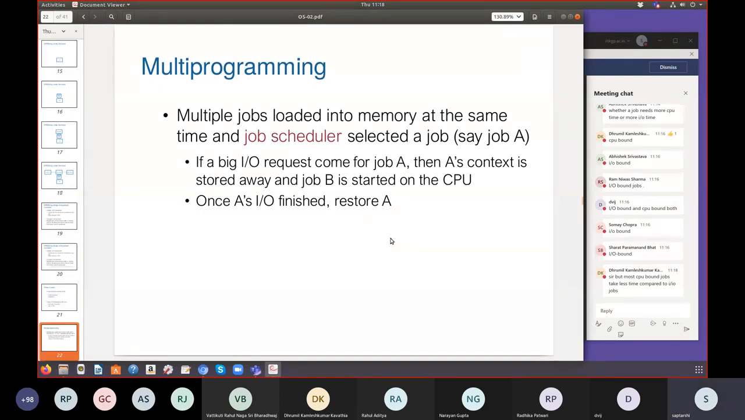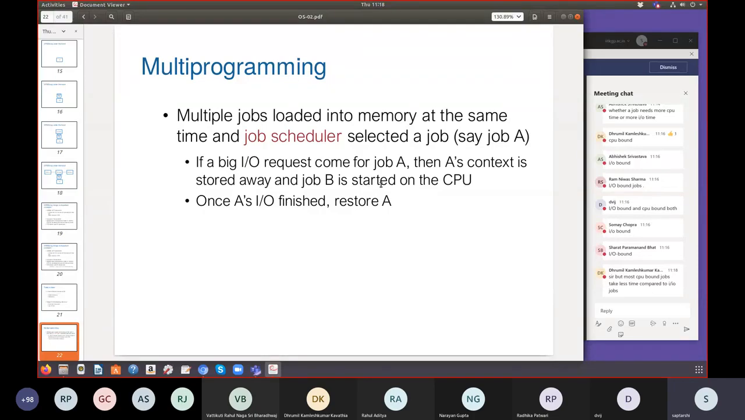Multiple jobs are loaded into the memory at the same time. And there is a concept of a job scheduler which selects one job for allocation of the CPU. Suppose the job scheduler has selected a job A that is currently running on the CPU. Now a big IO request has come from A. Then it is understood that A cannot proceed right now until this IO is completed. So what is done? Ideally, A should be doing the IO using the IO processors, whereas the CPU should be allocated to another process or job B.